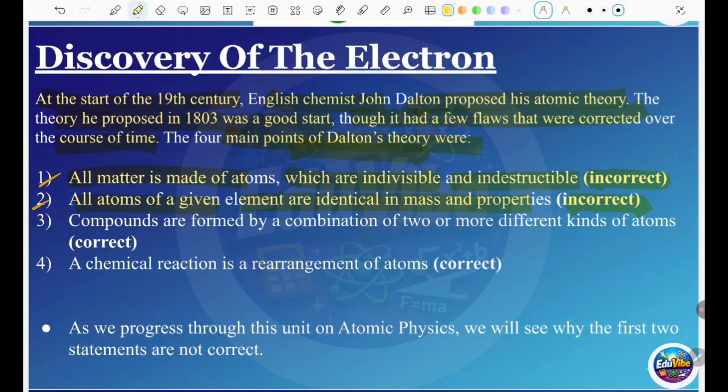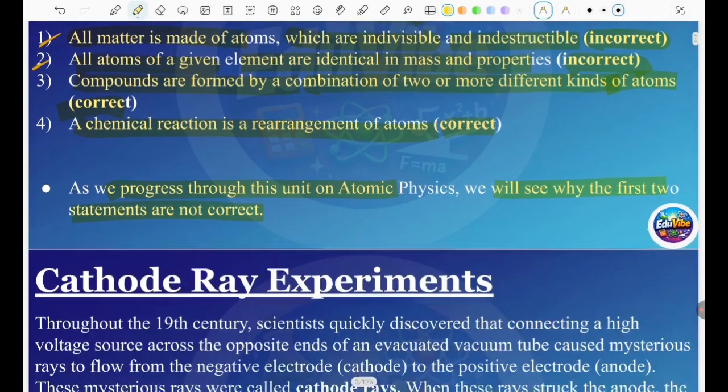The last two are that compounds are formed by the combination of two or more different kinds of atoms, which is correct, and that a chemical reaction is a rearrangement of atoms, which is also correct. As we progress through this unit of atomic physics, we will see why the first two statements are not correct, and who showed that they are not correct. That's our goal in this unit.